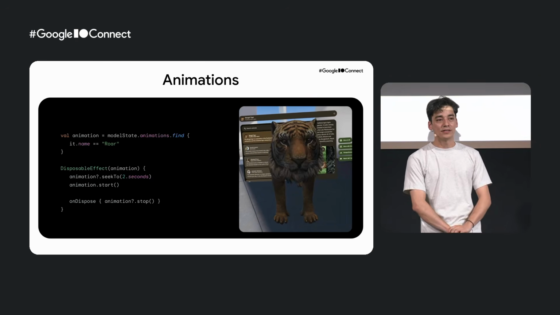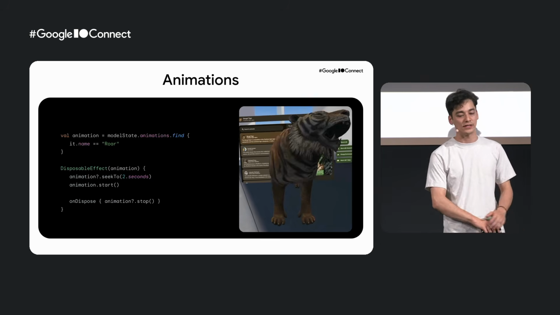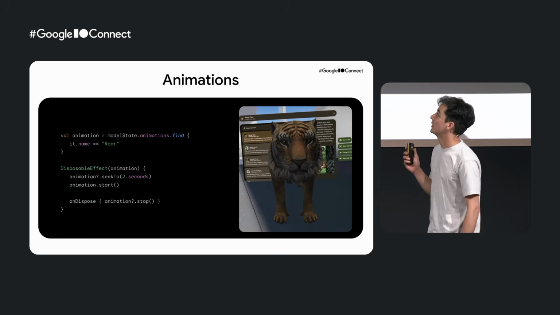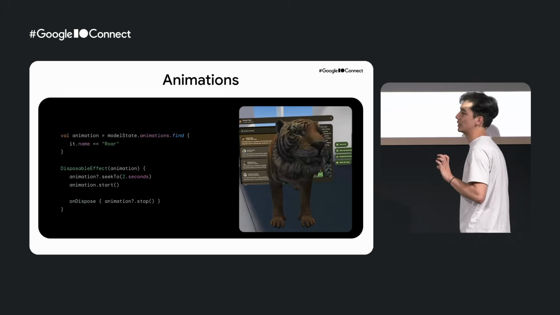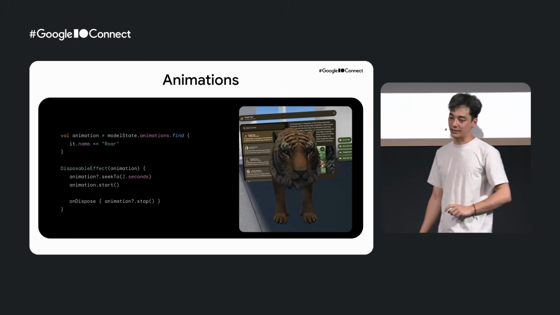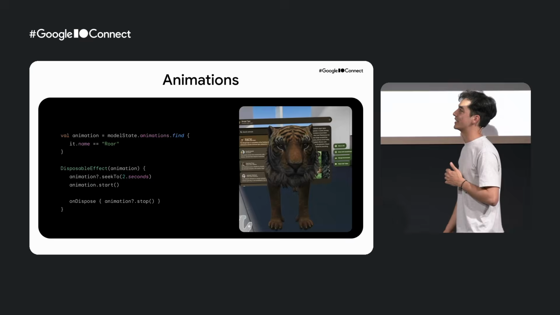Then these models, as I'd mentioned before, can also include animations. And you can use compose to control the state of this too. So in this example, we're looking up the name of an animation called roar. And using a disposable effect, we can seek the animation to the correct time using seek_to, and then start it at the exact point of the action.